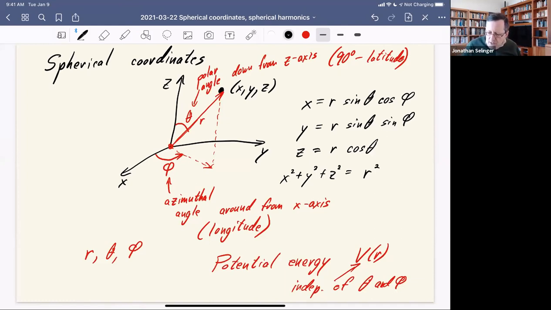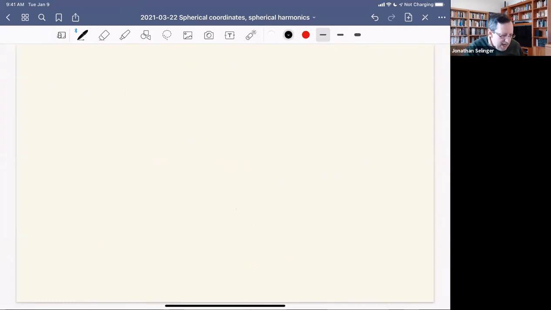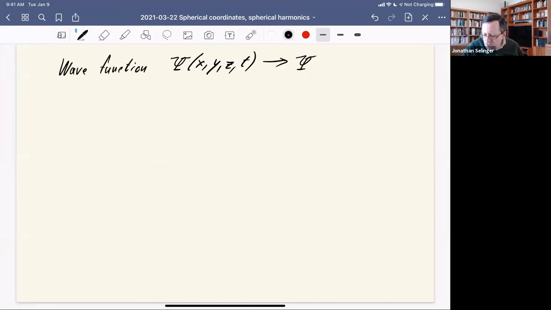Okay, and so that means that instead of having a wave function that's a function of x, y, z, and time, now we're going to have a function of r, theta, phi, and time.